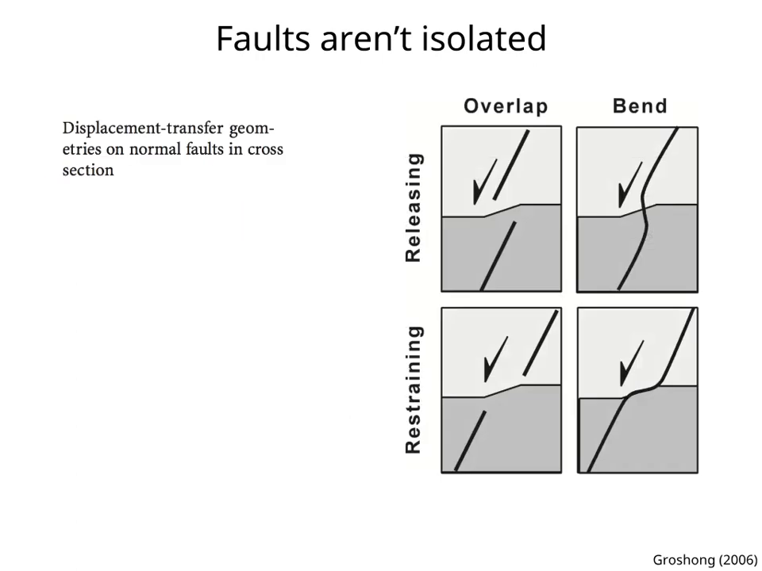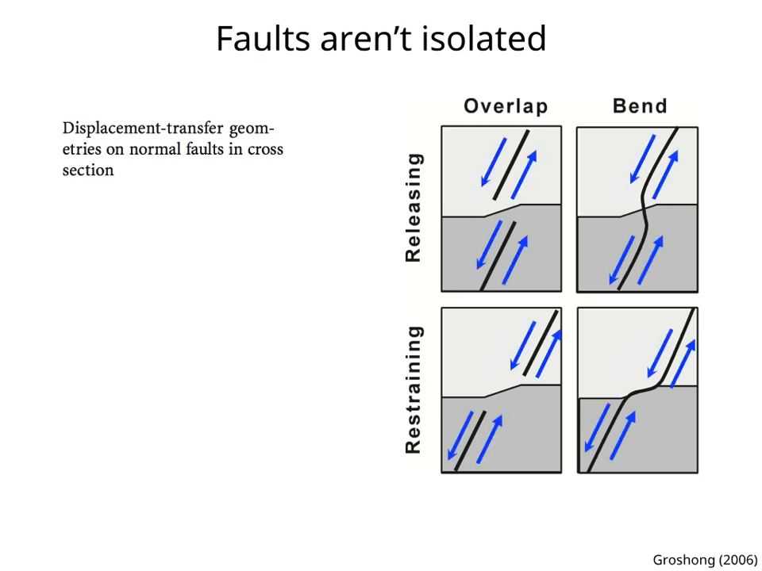This figure shows displacement transfer geometries on normal faults in cross-section. Bends or overlaps that trend oblique to the slip direction are either restraining or releasing, depending on their overlap direction relative to the slip direction. This is illustrated by the displacement vectors. In releasing bends, the displacement vectors point away from each other. In restraining bends, the displacement vectors point towards each other.